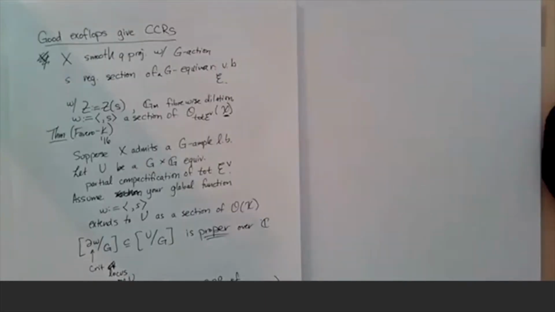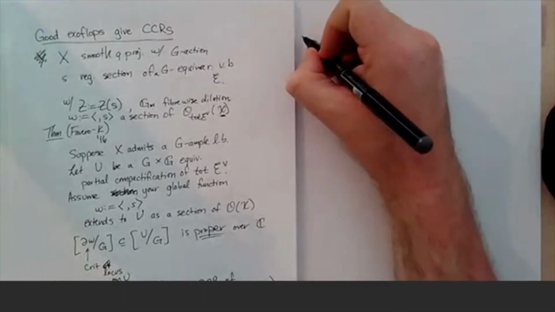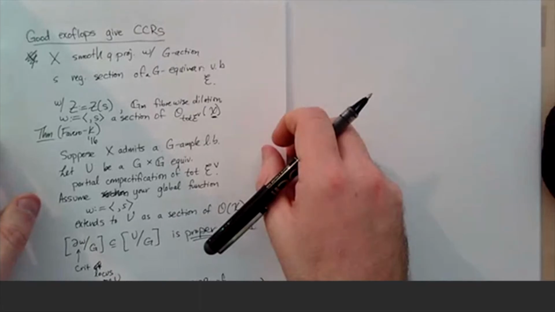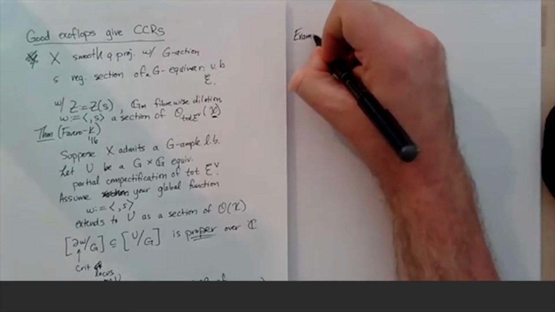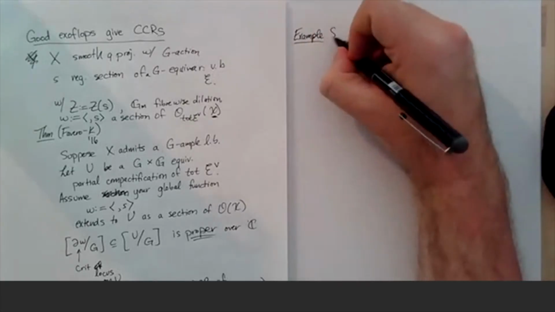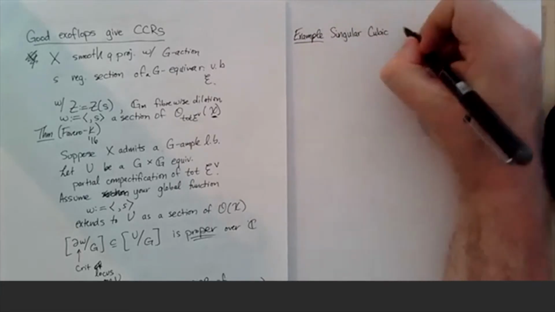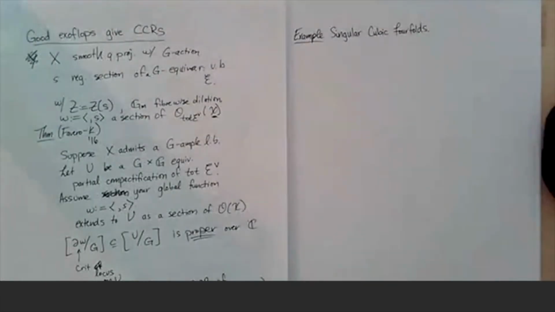All right, so let me give you an example of why this is actually useful. Okay, so an example is cubic fourfolds. So can you still see if I move it this way a little bit? Yeah, that's good. Okay, thanks. All right, so an example is singular cubic fourfolds. Okay, so let's see what this does.